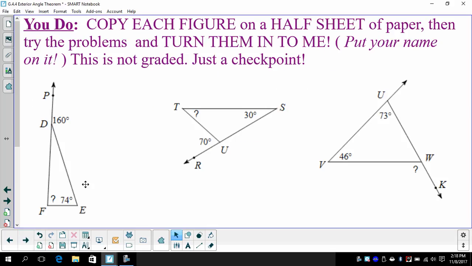So on a separate sheet of paper that you can turn into me, I want you to copy each of these figures down. I want you to solve for question mark. Find the missing angle, just like we did on those examples. Make sure your name's on top. I'm not going to grade this. It's just a checkpoint. I want to see what you got out of this lesson. I want you to show me what you've learned. So again, do these on a separate sheet of paper. Turn them into me. Make sure you draw the pictures.